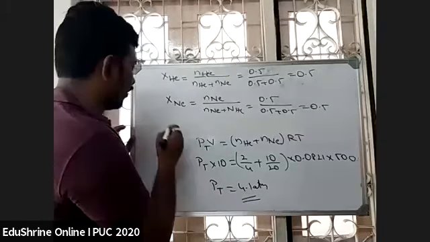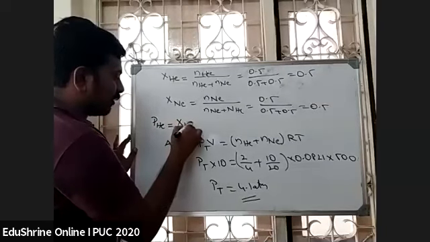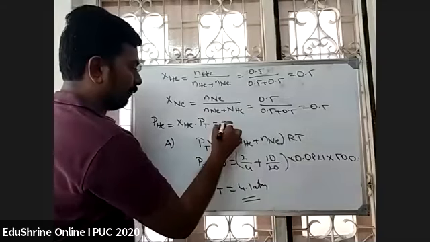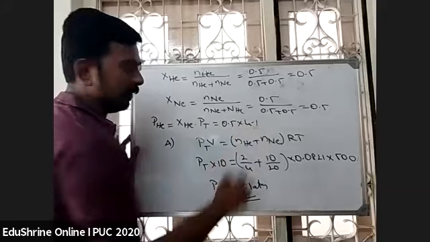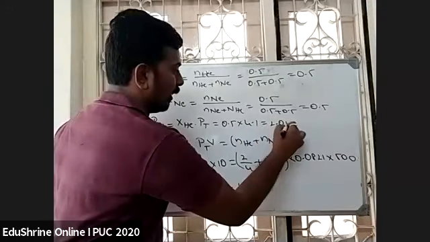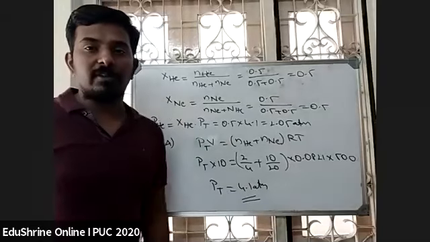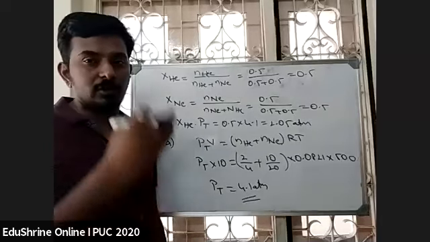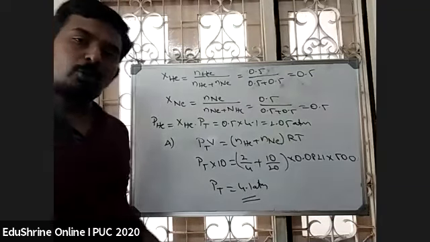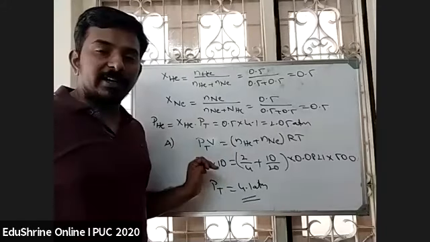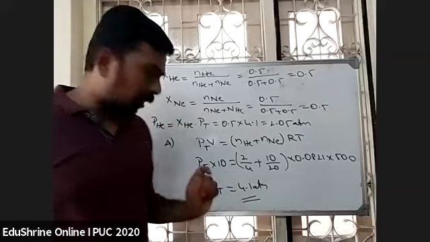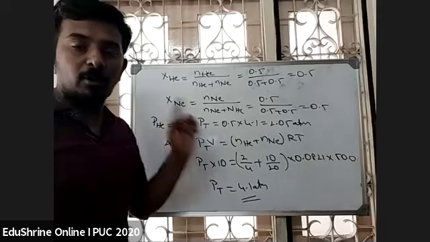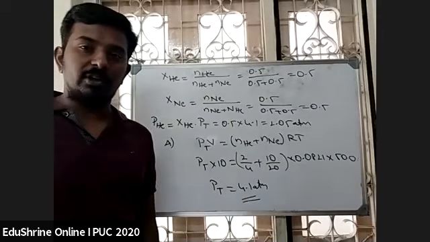Now, if I want the partial pressure of helium, how will you calculate? Partial pressure of helium is mole fraction of helium into total pressure. What is the mole fraction of helium? 0.5. What is the total pressure? 4.1. So this value will be 2.05. In the same way for the other also it will be 2.05. Clear? In this way also you can solve. Two ways to solve: one is directly calculating partial pressures of both gases separately and adding both. Or calculate the total pressure first and then use the relation partial pressure is equal to mole fraction into total pressure. Anyway, you can solve.